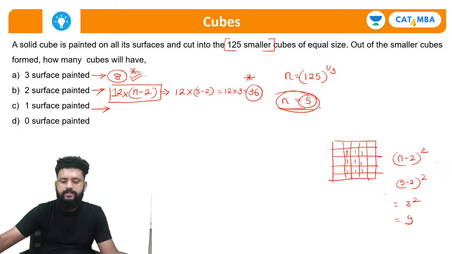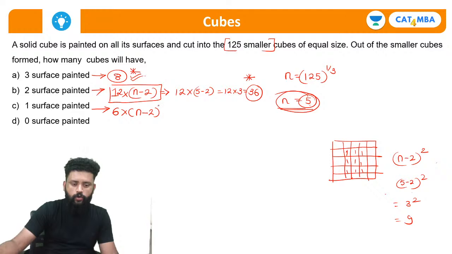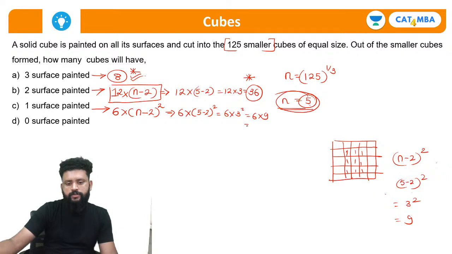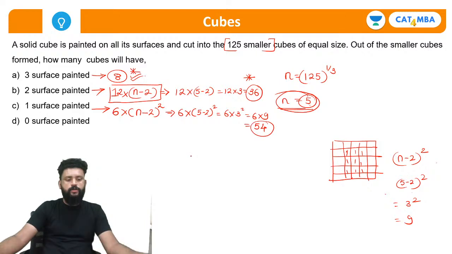And how many surfaces do we have? We have 6 surfaces, so it will be 6 into n minus 2 whole square. So you'll get the answer as 6 into 5 minus 2 whole square, that is 6 into 3 square, that is 6 into 9. So there are 54 small cubes which will have just one surface painted.